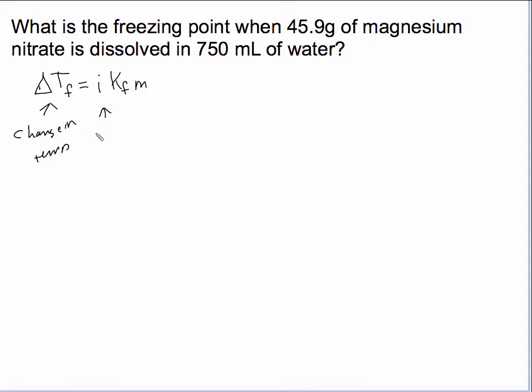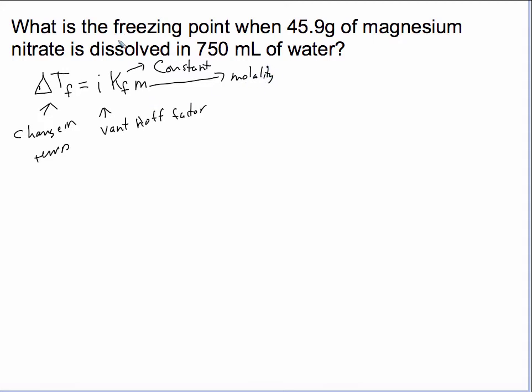The i is called the Van't Hoff factor. I'll show you how to find that. Kf is the freezing point depression constant. That's a constant that you will have to look up in a book or it will be given to you. You don't have to memorize it. And the m, that's your molality.